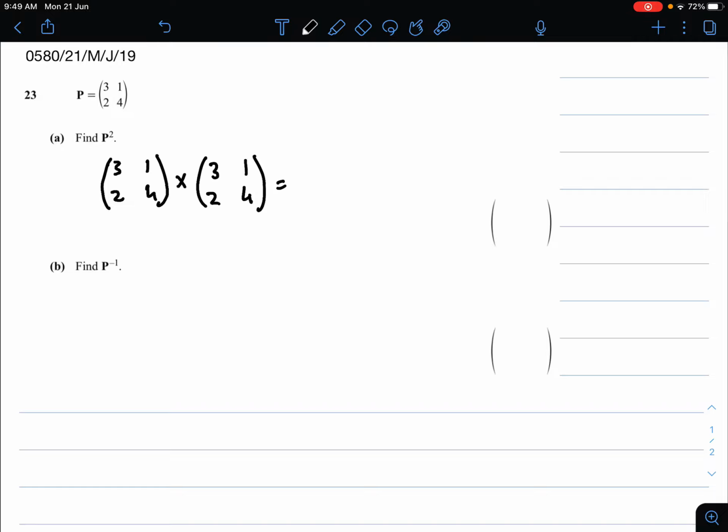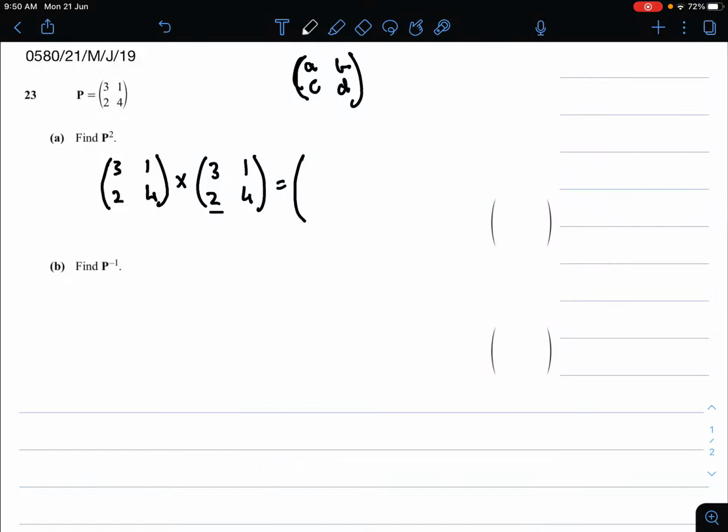Now a 2 by 2 matrix multiplied by a 2 by 2 matrix will give you a final answer as a 2 by 2 matrix in the form A, B, C and D. So how you find A is you multiply the first row of the first matrix with the first column of the second matrix, and you find B by multiplying the first row with the second column of the second matrix, and so on and so forth. So let's start solving this.